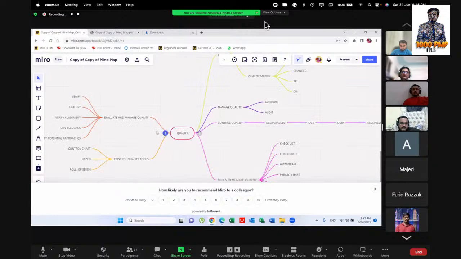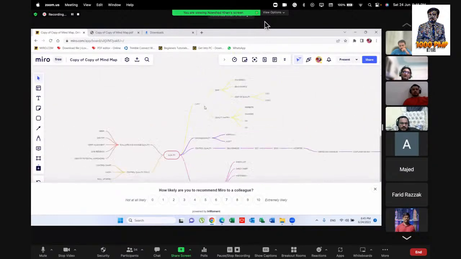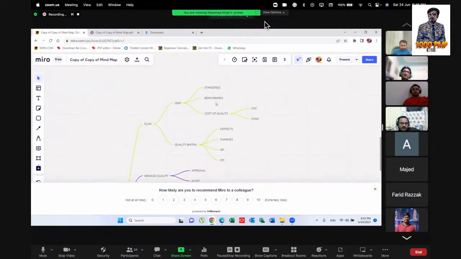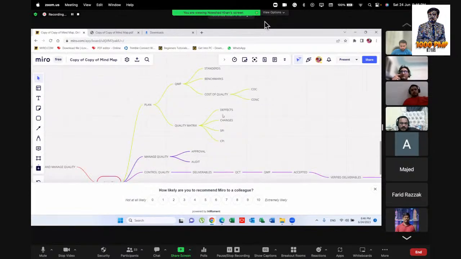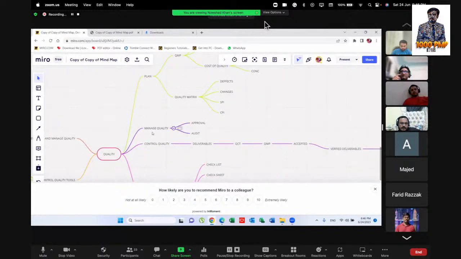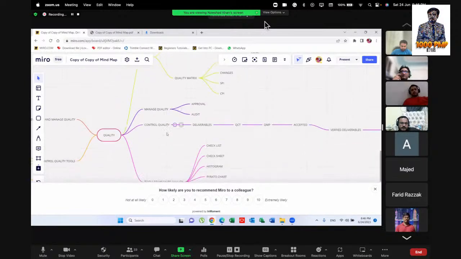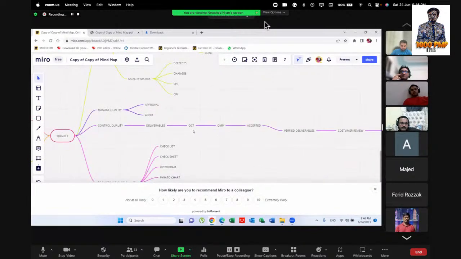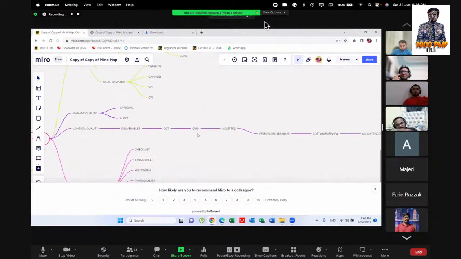quality. In quality, first of all, we have plan. In plan, we have PMP, standards, benchmarks, cost of quality, cost of conformance, cost of non-conformance, and quality metrics: defects, changes, SPI, CPI. Then we have manage quality, where we have approval and audit. Then we have control quality, where we have deliverables and the quality control team. Then we have the quality management plan.